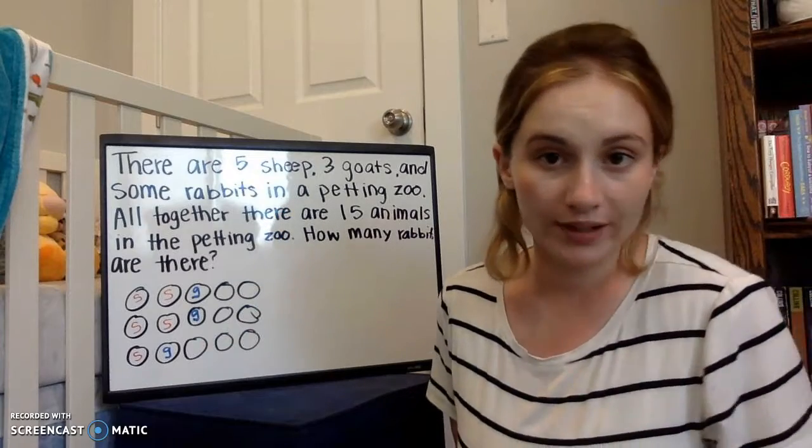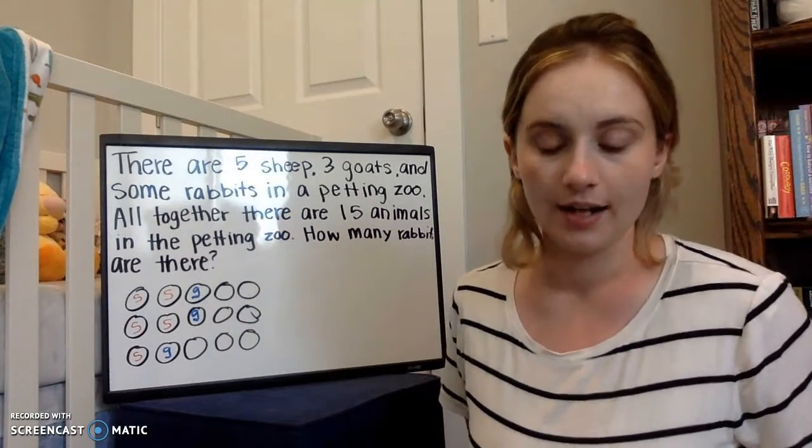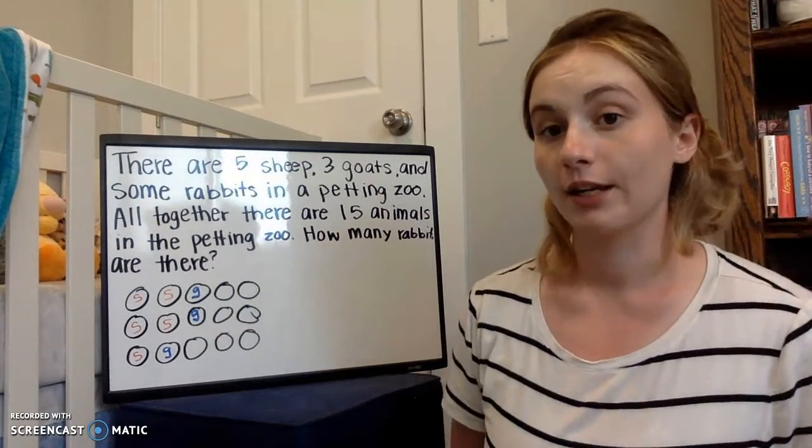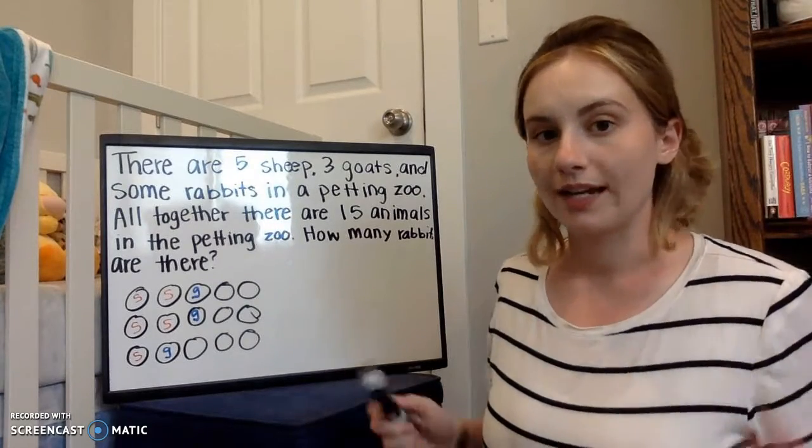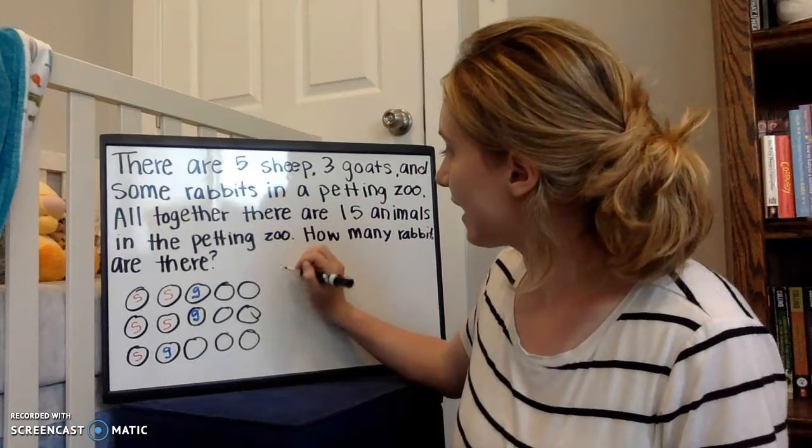So just with the picture, we have figured out our answer, right? But let's do the equation, just so we know what we did. What did we do? Well, first we had to get our total, so we drew 15 animals.